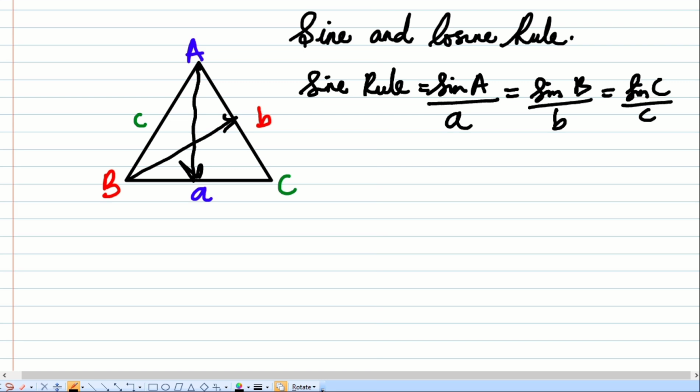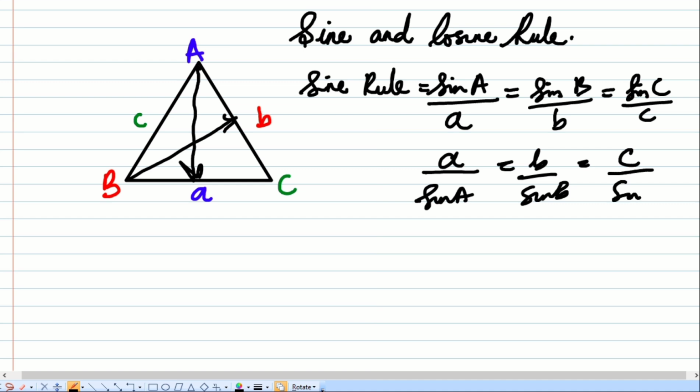So the ratio of sine A over the side A is going to be equal to sine of the angle B over the side B, etc. And then you can also write it the other way around. Let's say A over sine A is equal to B over sine B, equal to, sorry, that will be C now, equal to C over sine C. So you're still going to get the same answer.